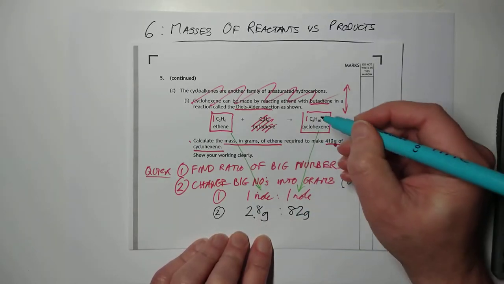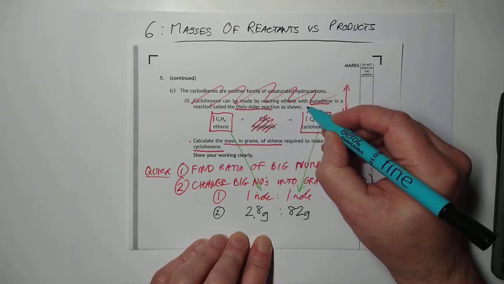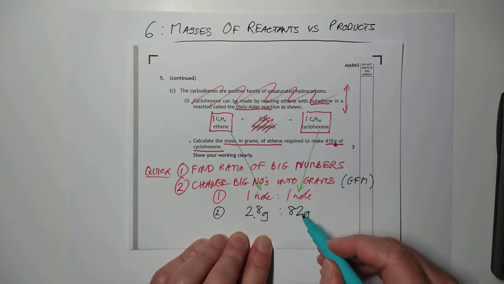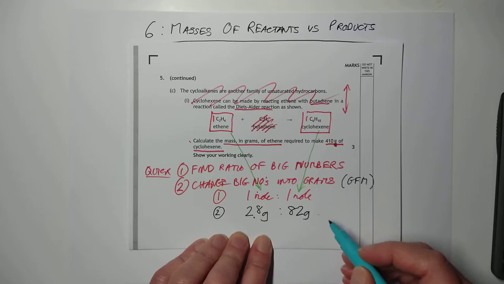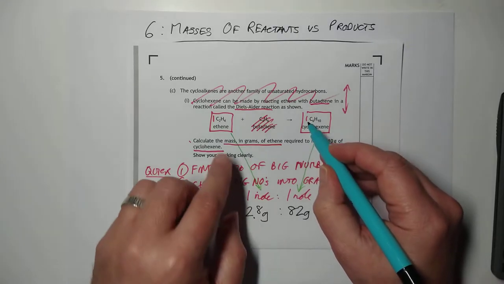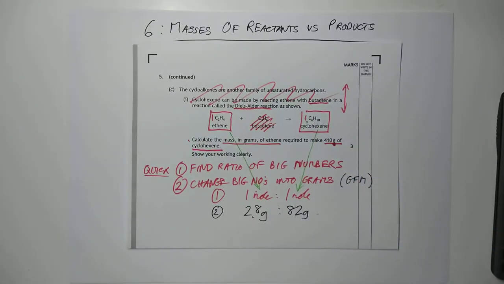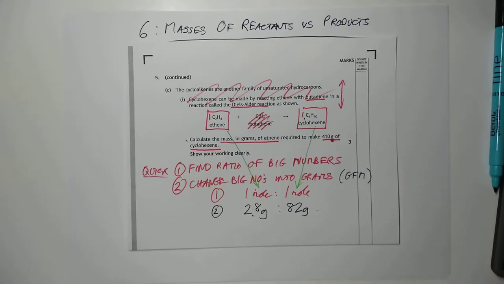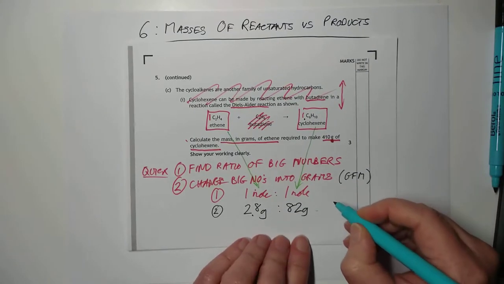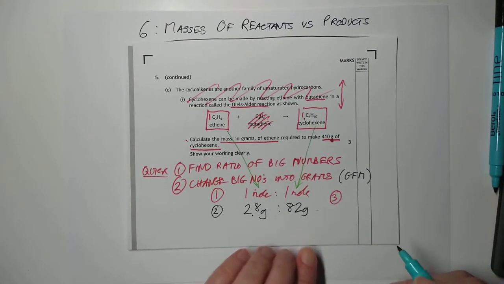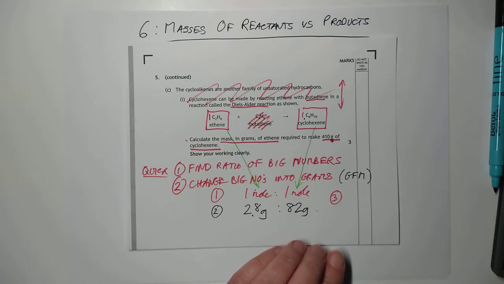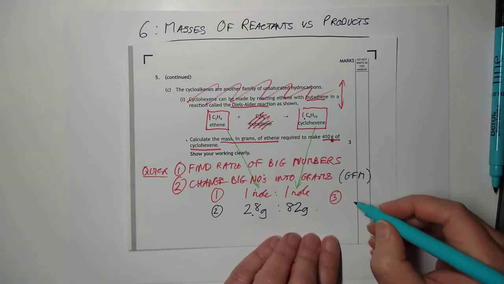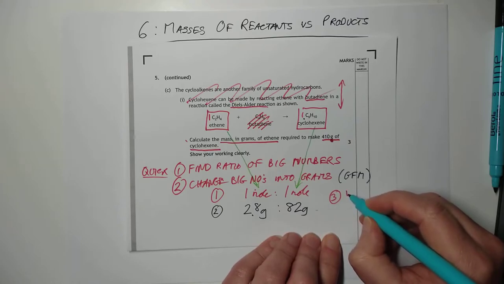So 28 grams, which happens to be 1 mole of this, would make 82 grams, which is 1 mole of this. If, of course, that had been 2 or 3 moles up here, you would take this number and multiply by 2 or 3. In our case, we've simply got 1 times it, so that's why it stays as it is. Then we need our last stage, stage 3. Now, what have I traditionally called this? Oh yeah, work out the multiplier.